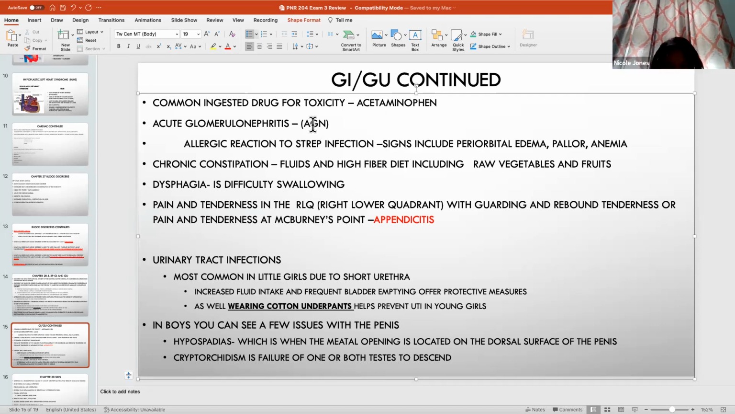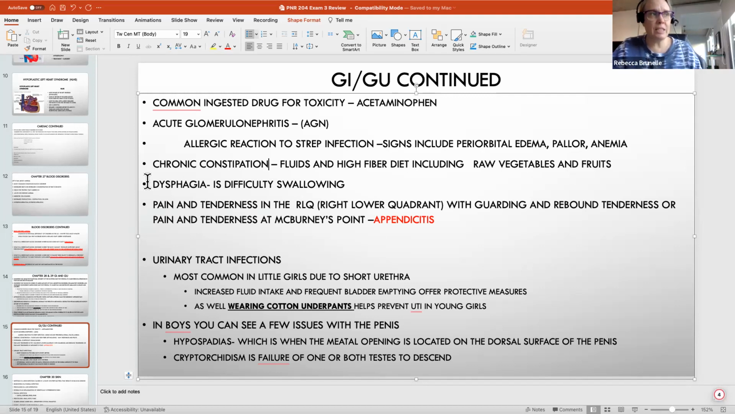So the main thing that you have to remember about glomerular nephritis is it's related to an allergic reaction that then causes this autoimmune reaction in the kidneys, and it's a reaction to strep throat. It's not uncommon for kids to complain of constipation. With kids, we almost always start with diet. So you're going to do raw vegetables and fruits, increasing water before you would ever give any sort of medication.